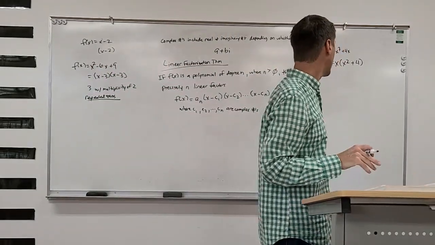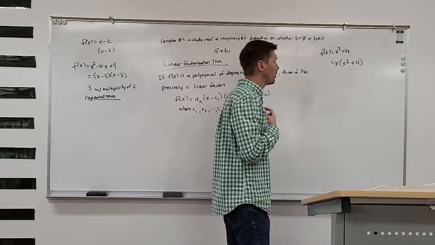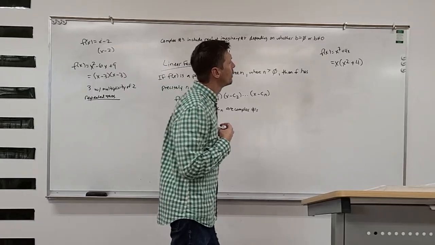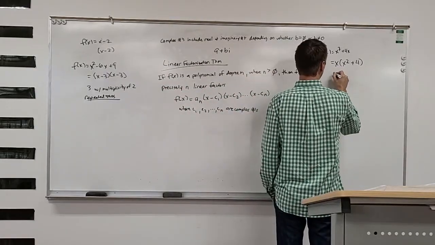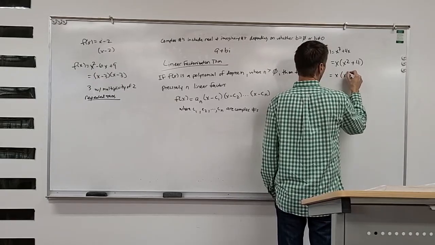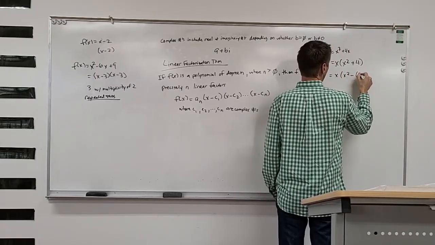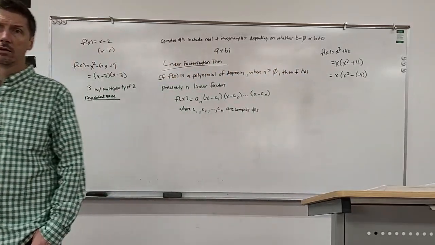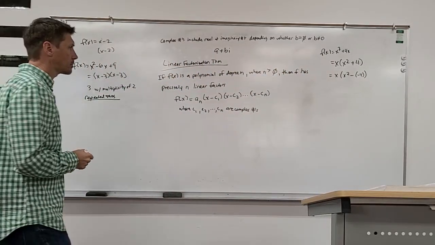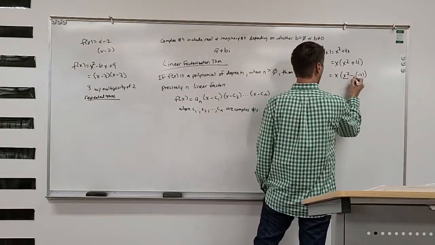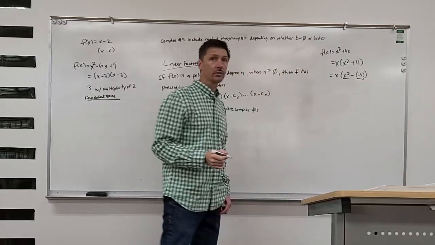And so for this one here, if we want to figure out what all 3 zeros are, we can rewrite this middle term here to be x squared minus a negative 4. Is everybody okay with that? And why did I do that? Because now, in doing that, I've got the difference of 2 squares.